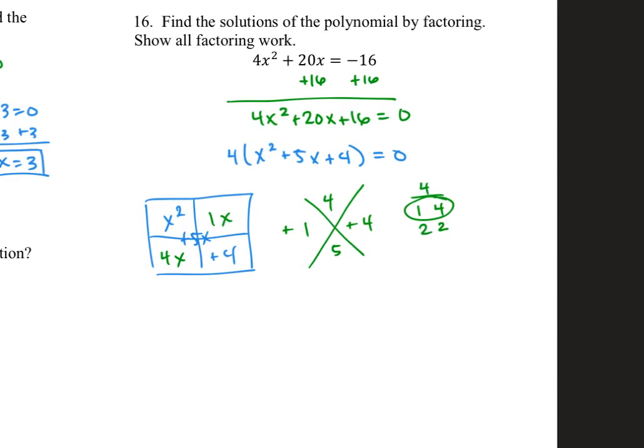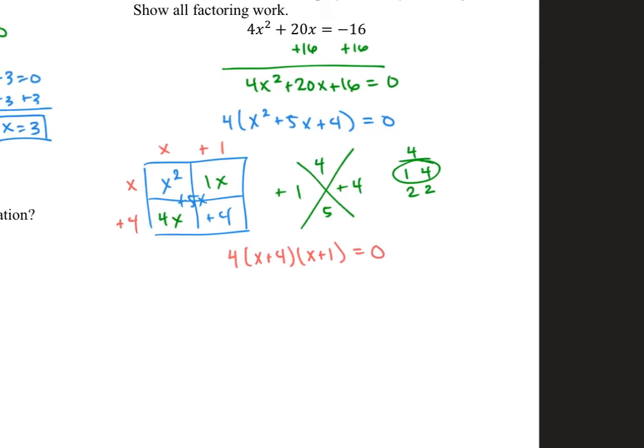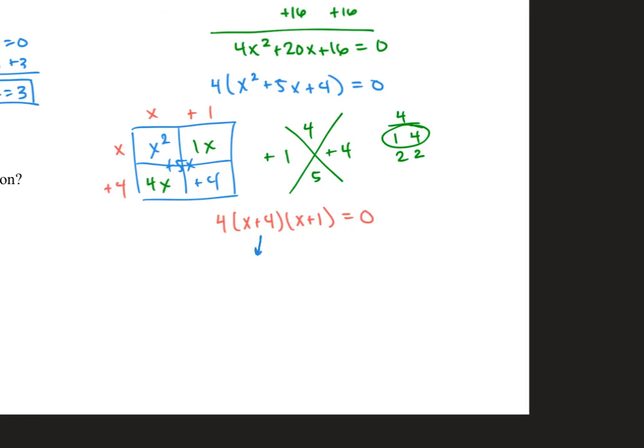Alright, and then we GCF the top row. So x squared and 1x, we have x in common. So then this has to be x plus 1 plus 4. So now my factored polynomial is 4(x plus 4)(x plus 1) equals 0. And now we can use zero product property. So I know 4 can't equal 0, so we're just going to set the ones that contain x equal to 0 and solve. So this is x equals negative 4, since we would subtract 4, and this is x equals negative 1, since we would subtract 1 to solve for x.